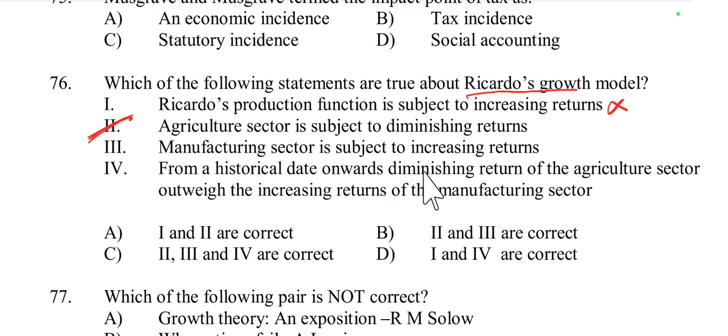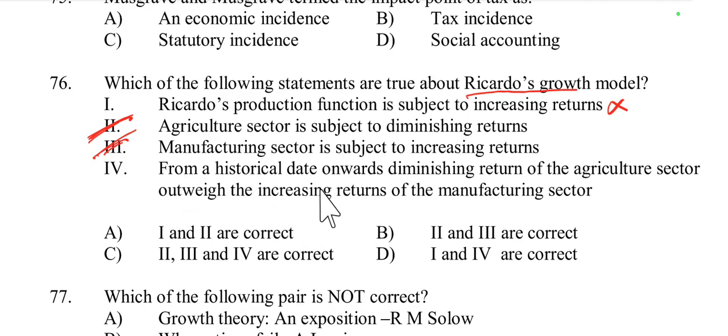Then manufacturing sector is subject to increasing return. Yes, in the manufacturing sector we see increasing return, because Ricardo's model generally assumes increasing return in the manufacturing sector due to economies of scale. Economies of scale means that as more resources are invested, the output increases at an increasing rate.